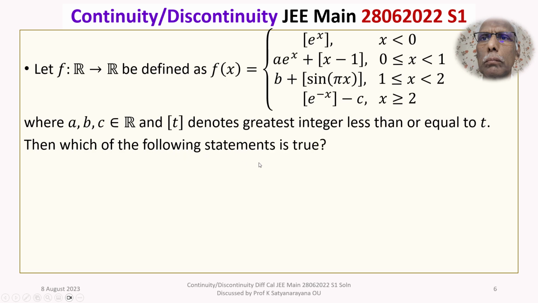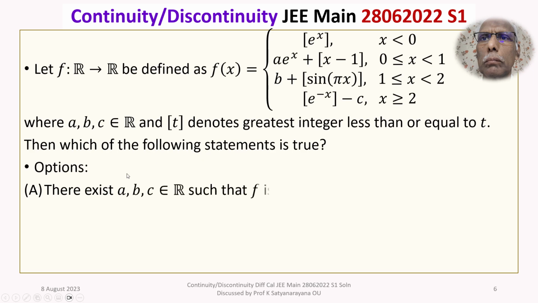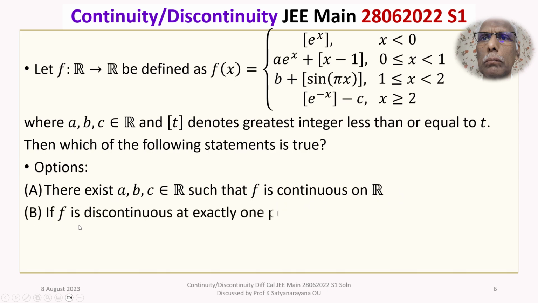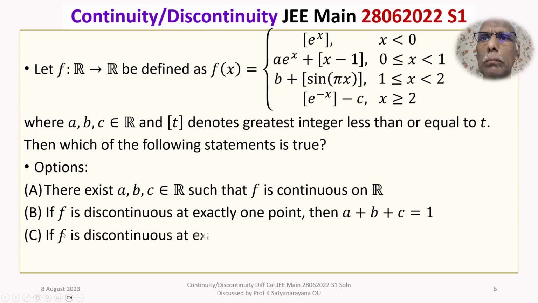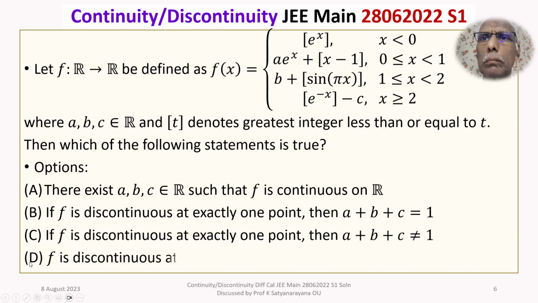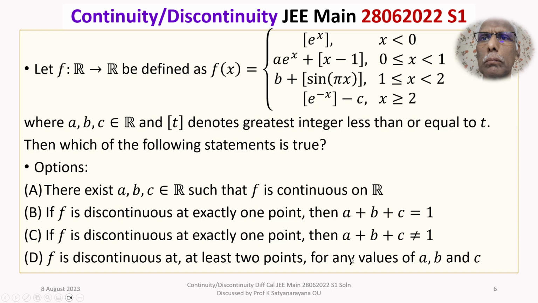Then, which of the following statements is true? We are given 4 options. Option A: there exist a, b, c belonging to R such that f is continuous on R. Option B: if f is discontinuous at exactly one point, then a + b + c is equal to 1. Option C: if f is discontinuous at exactly one point, then a + b + c is not equal to 1. Option D: f is discontinuous at at least 2 points for any values of a, b and c.